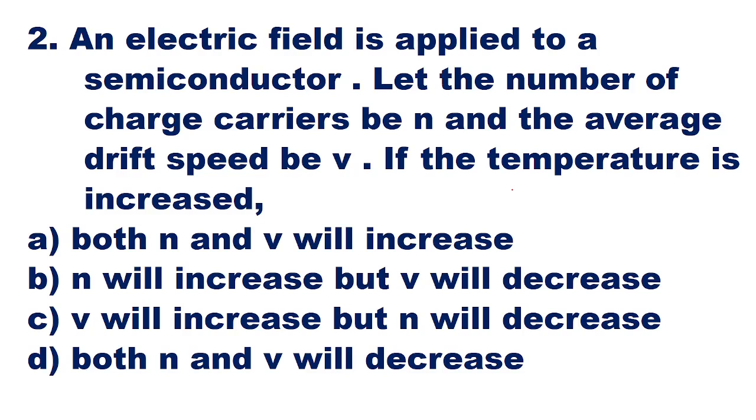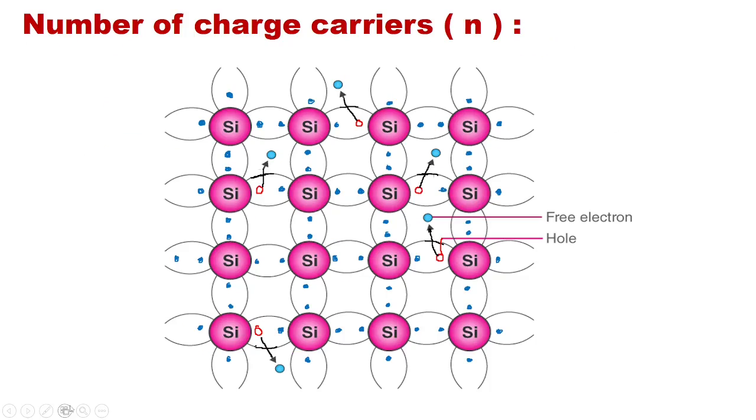To solve this, we'll first see the factor of number of charge carriers n. So here in this figure, the crystalline structure of silicon atoms is shown, where we can see the covalent bonds made by the valence electrons of various silicon atoms. And when the temperature is increased, a few valence electrons which have a covalent bond with their adjacent atom will break and come out.